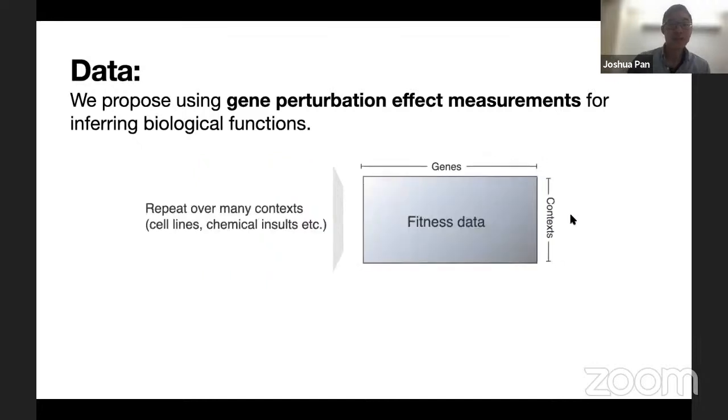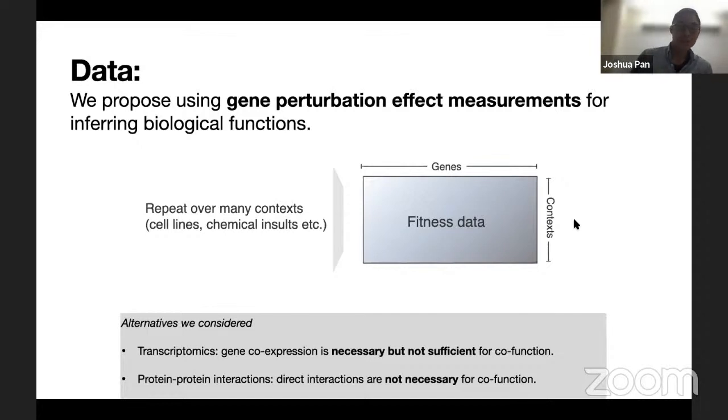It's now very common to repeat this style of experiment over diverse cancer cell lines, for example, or in the presence of diverse chemical insults, starting with a parental cell line. This is analogous to building that corpus of contexts from which we can infer gene function. And because this is a really causal measurement in terms of the outcome of that gene on that cell function, we think this is a good starting point. We considered other data types like transcriptomics or PPIs, but they tend to be a few degrees removed from that causal effect on cell function.